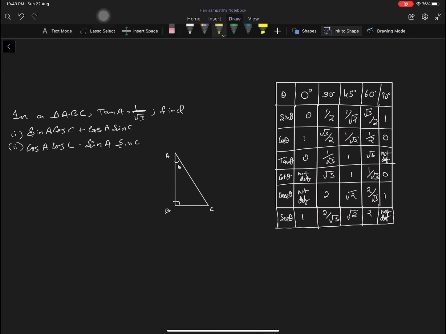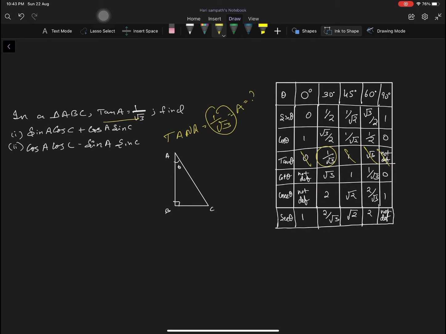It is given in the sum that tan A equals 1 by root 3. These kind of sums are very easy. You just have to find what value of tan tallies with 1 by root 3. So what value of tan A tallies with 1 by root 3? It will be not 0 degrees, it will be 30 degrees. A equals 30 degrees and not any other angle.